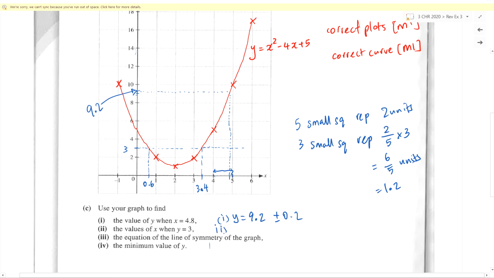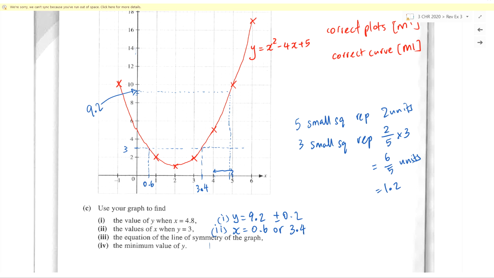Part 2, x equals 0.6 or 3.4. Again, some allowance is accepted as long as you are not too far off from these 2 values. Okay?